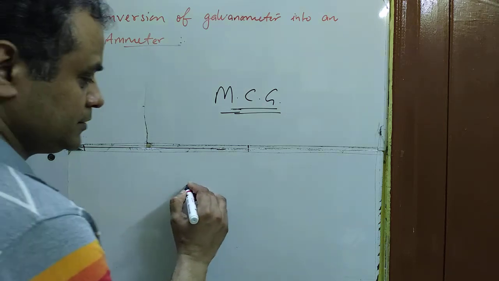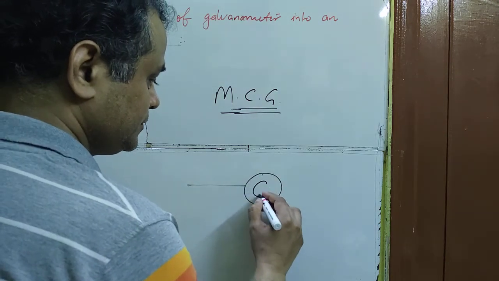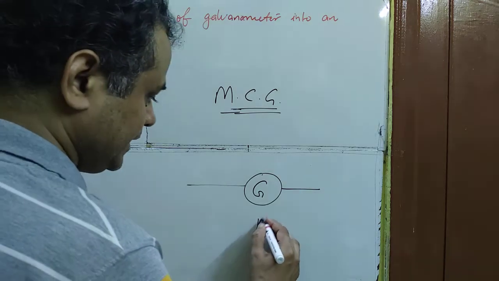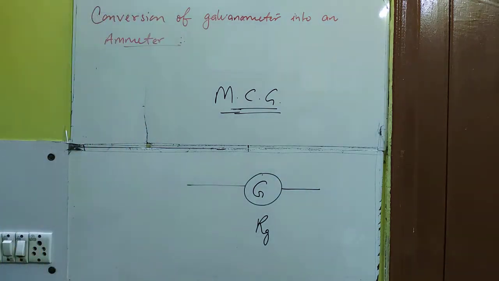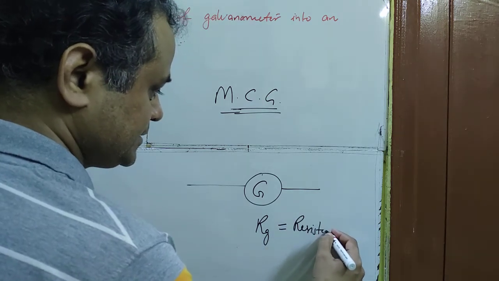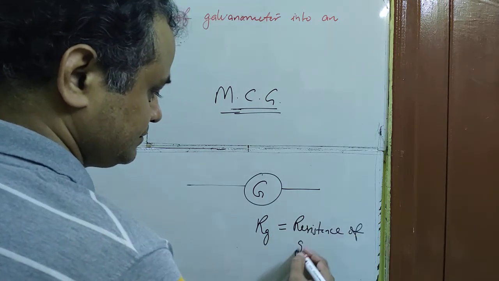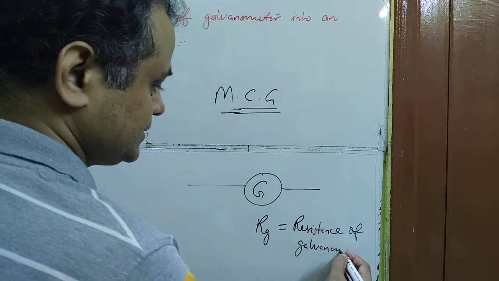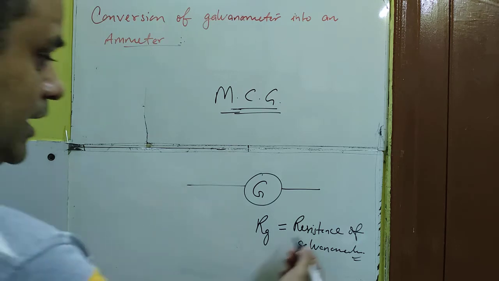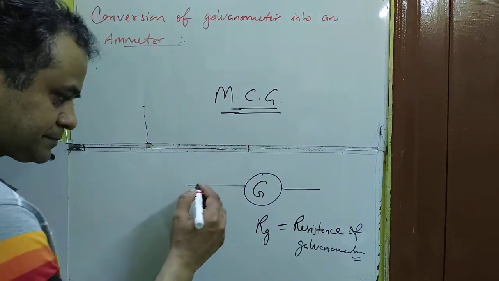Now children, look here, this one is the symbolic representation of a galvanometer, and Rg is the resistance of the galvanometer. You know that the galvanometer is made of a large number of turns of copper coil. So there is a resistance. So Rg is the resistance of the copper coil.